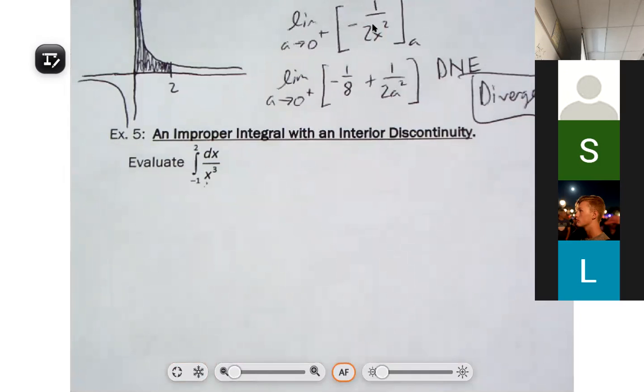Because it's going to turn out this integral diverges. I'm spoiling it, sorry. This integral diverges. But imagine you didn't recognize that, and I just integrated x to the -3rd. I plugged in 2. I plugged in -1. I got my answer. I don't know what the answer is, but I would get a number. I'd be wrong. So it's just something we have to be on the lookout for.